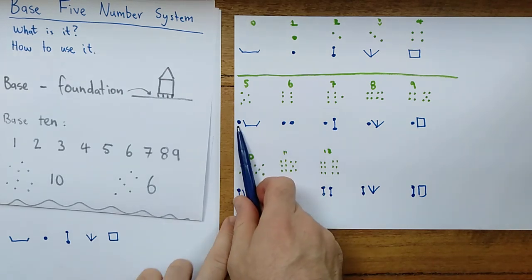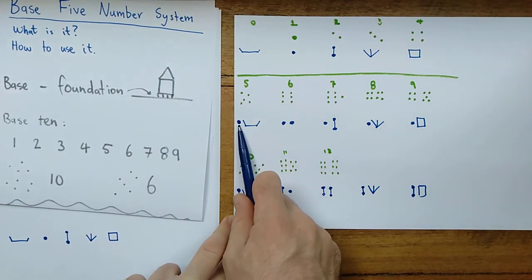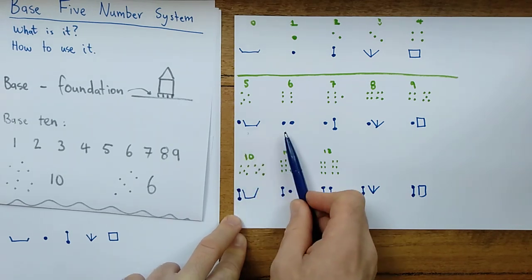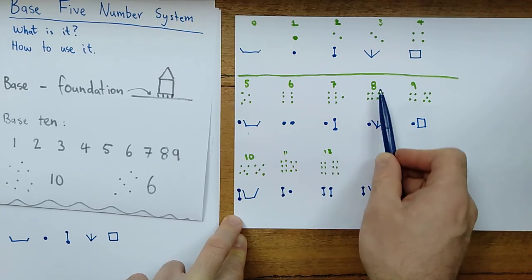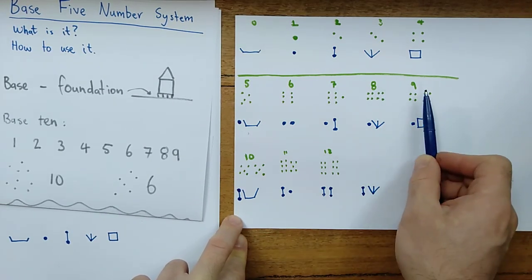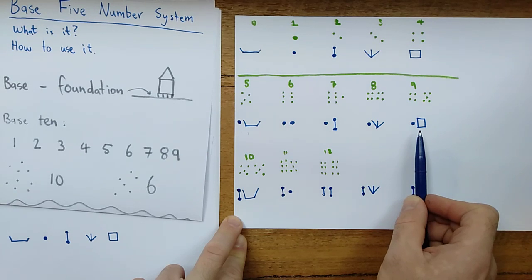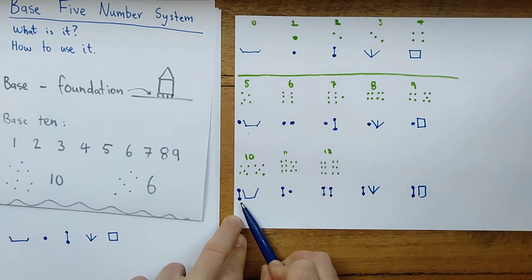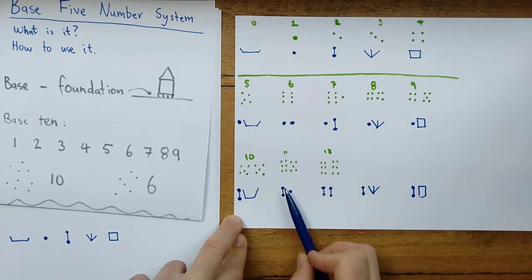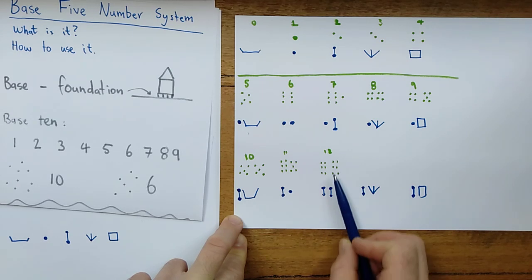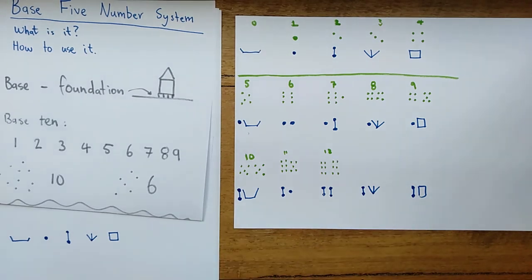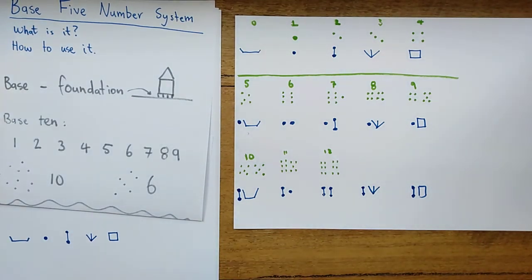So once again, this one represents 5. So 5 plus 1 gives us 6, 5 plus 2 gives us 7, 5 plus 3, 8, 5 plus 4, 9. Then we're out of symbols, so we put a 2 in this 5s column. So that gives us 10 plus 0 is 10. 10 plus 1 is 11. 10 plus 2 is 12. And so on. And that's using a base 5 number system.